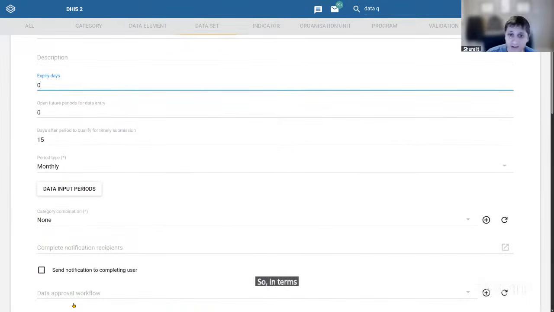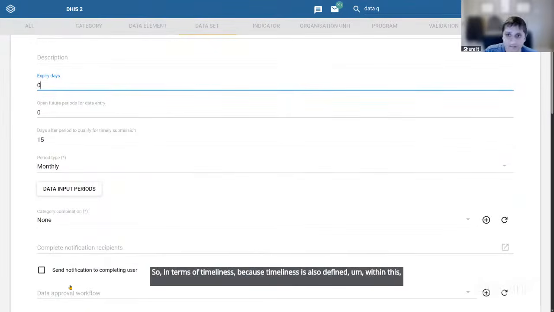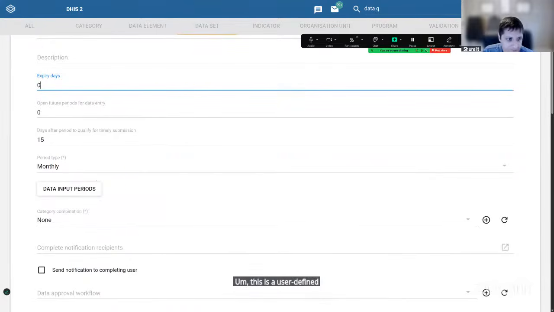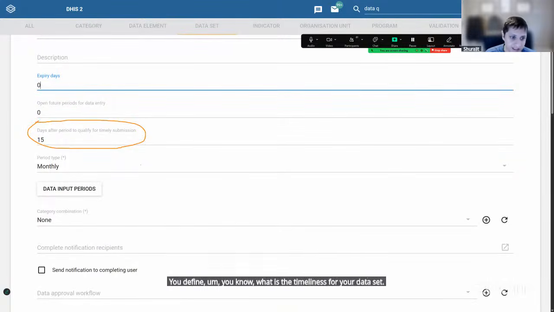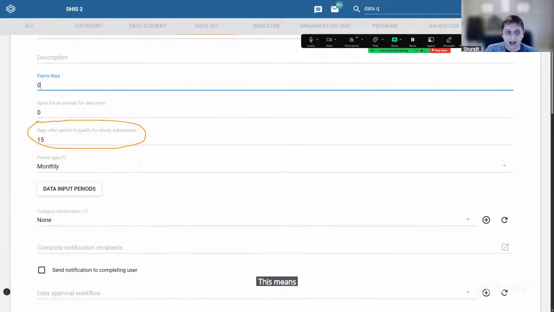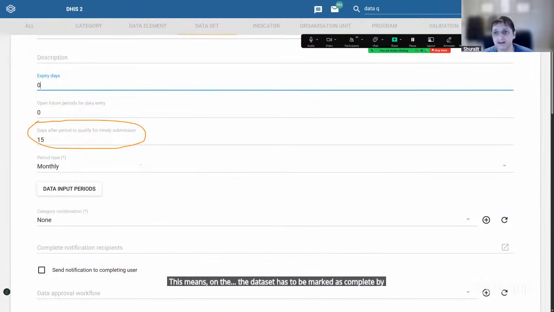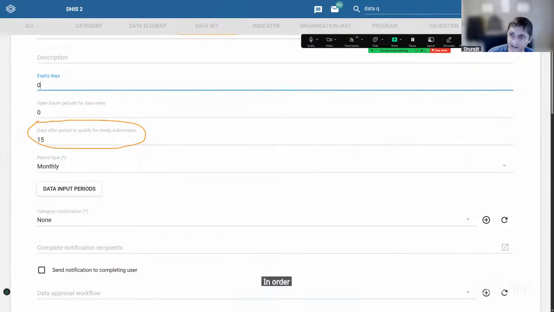So in terms of timeliness, because timeliness is also defined within this, this is a user-defined function, okay? When you're making your data set, you define what the timeliness is for your data set. In this case, for this particular data set, it's defined as 15 days and it's a monthly data set. This means the data set has to be marked as complete by the 15th of the next month in order for it to be considered timely, okay?